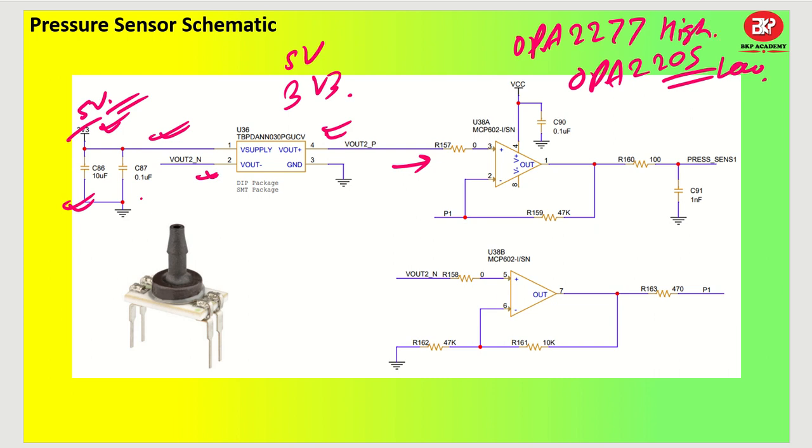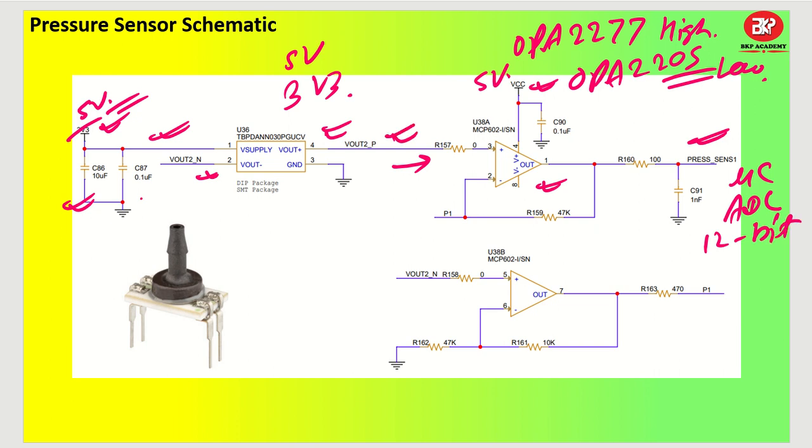Next, you can see I have given VCC. This will again be 5 volt. Okay, so 5 volt is enough for this particular amplifier to work. And what I have given, this is your output pressure sensor. So you can take it to your microcontroller ADC. And a 12 bit ADC is more than enough for your application design.